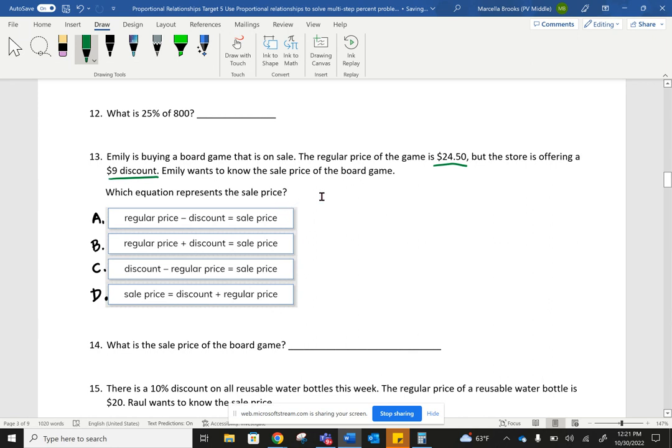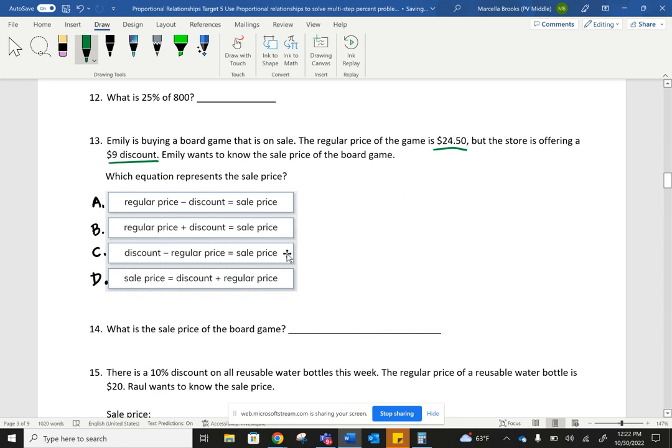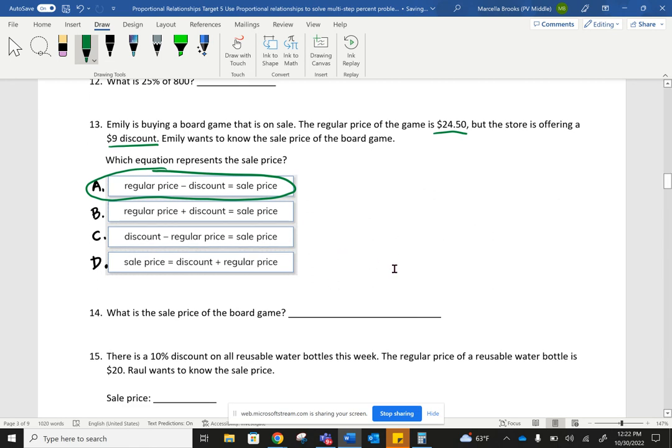So which equation represents the sale price? Is it going to be regular price minus discount equals sale price? Regular price plus discount equals sale price? Discount minus regular price equals sale price? Or sale price equals discount plus regular price? So it's going to be regular price minus the discount. That's why we love discounts, because it's going to cost us less than what it would normally cost.